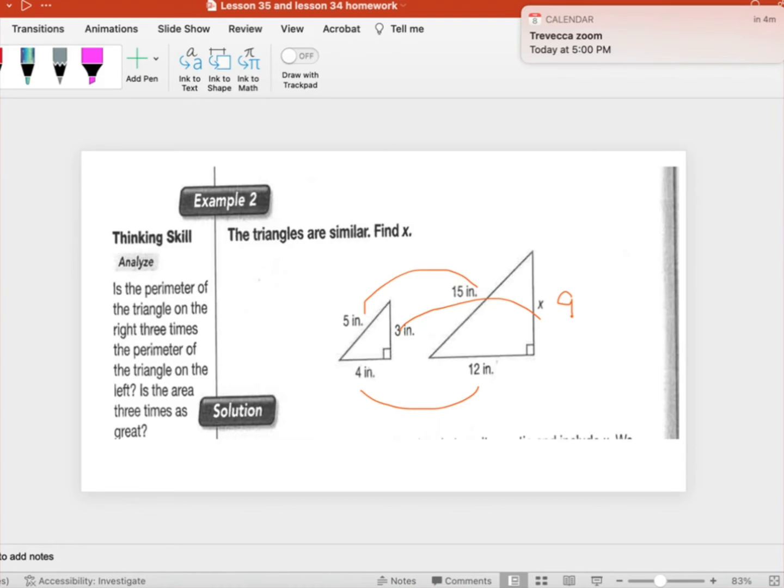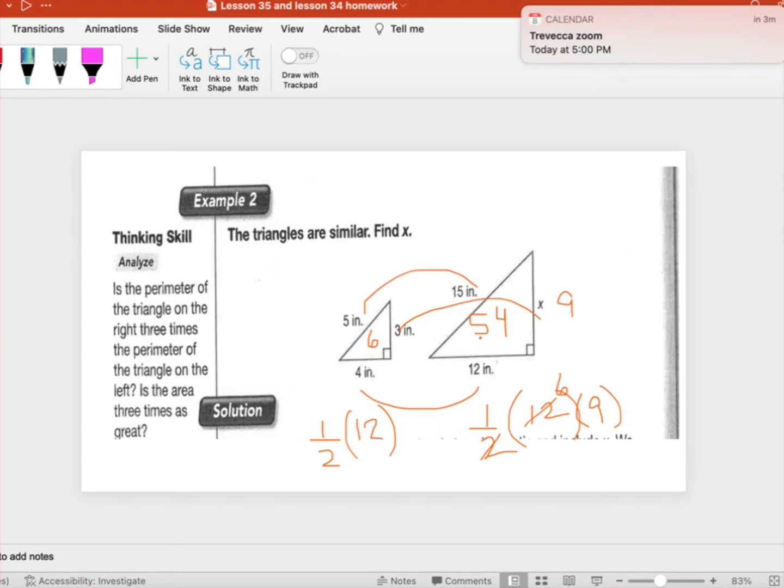Now let's talk about area. Remember, area is 1/2 base times height. Well, 4 times 3 is 12, so 1/2 of 12 is 6. So this area is 6 square inches. Now let's look at this one. 1/2 base times height. 12 times 9 is 108. But in case that's difficult, 12 divided by 2 is 6, and 6 times 9 is 54.